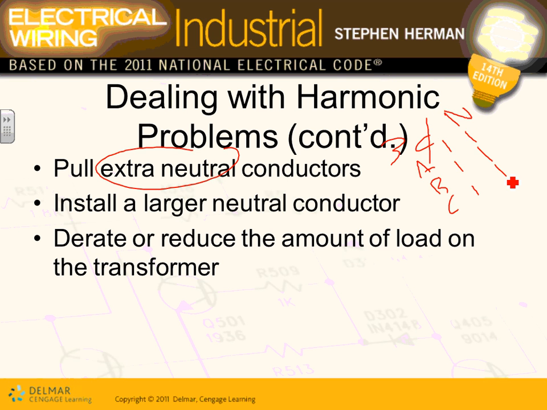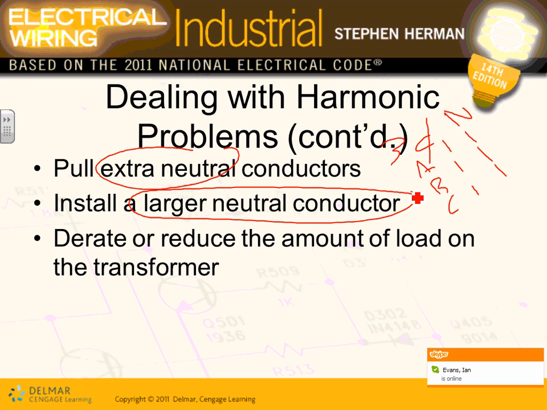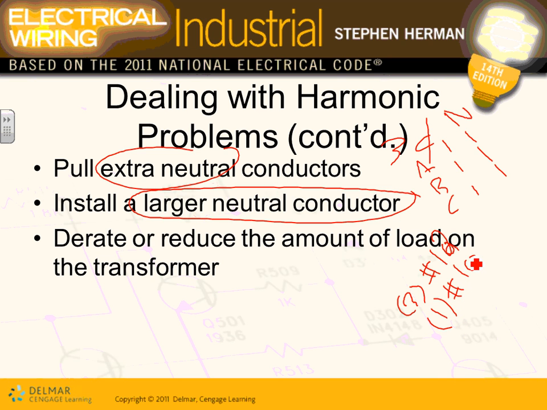So for every neutral, for every phase, you have a conductor. Install larger conductor. You know how they do it? Some engineering firms, Adam, they go 3 conductors, number 12, and 1 conductor, number 10, neutral. Do you guys see how they do them? The phases will be 12, and the neutral will be 10.